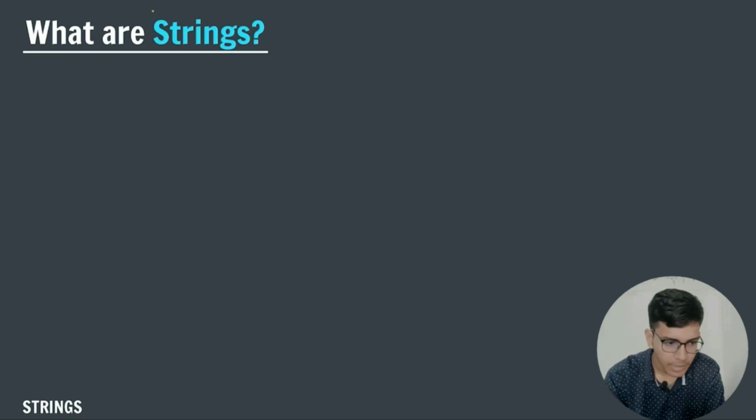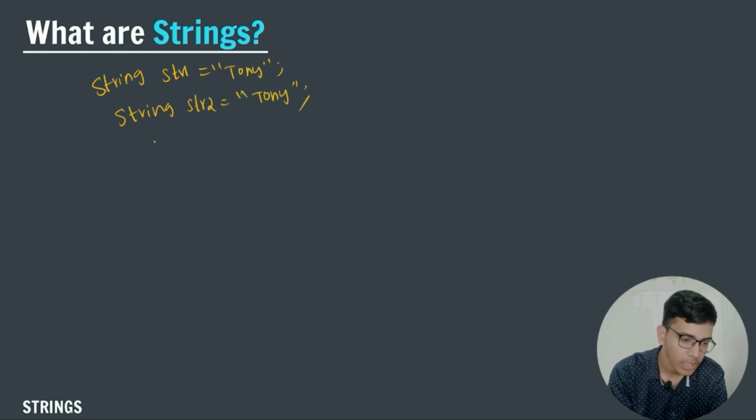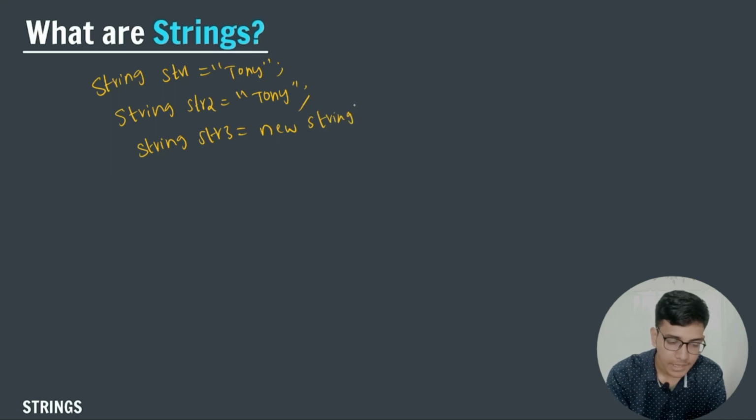Now first of all, let me create a string str1 equals Tony. It's going to store the value Tony. After that, I'm going to write another string str2 equals, storing again the value Tony, right? After that I am going to create a string str3. Str3 equals new String, in which I'm going to store Tony again, right?